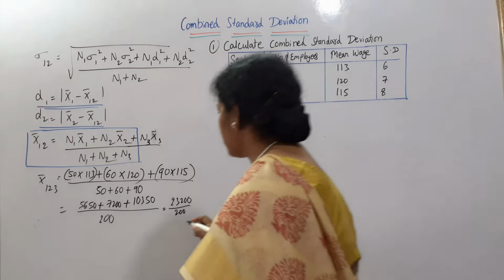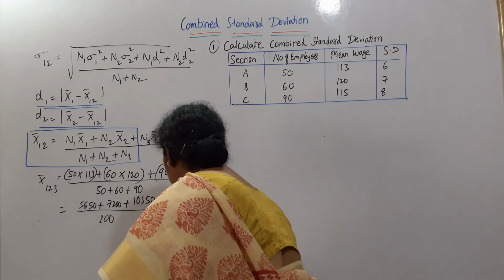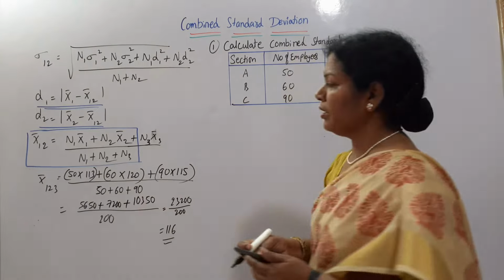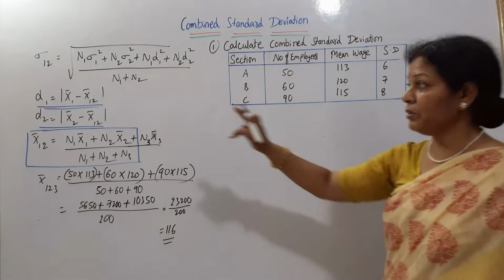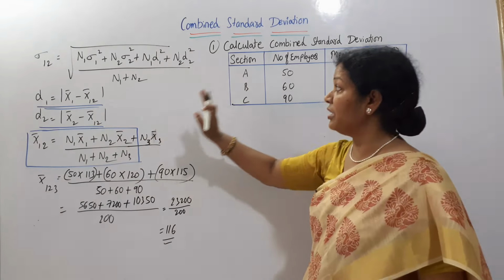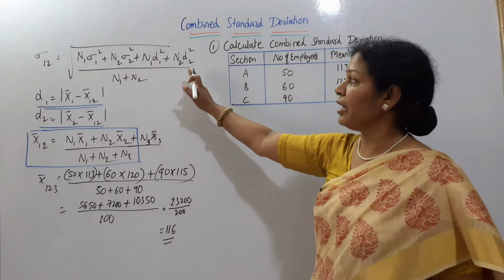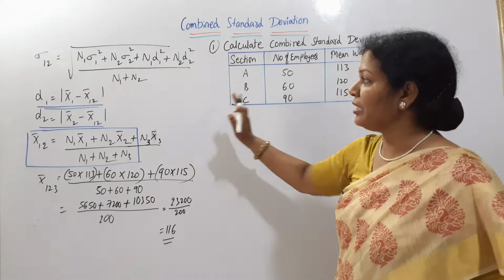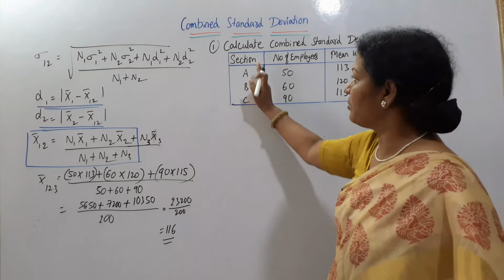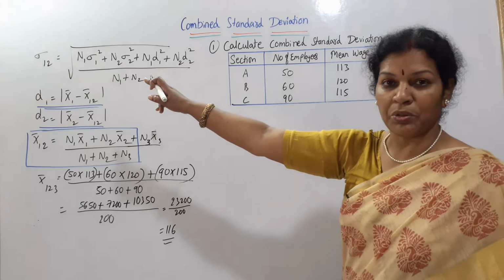It is 116. Combined mean is here 116. Okay. Combined mean we have done. Next, what else we need? D1, D2, D3 also required, because as we are having 3 formulas, three items are there. For 2 I have given you the formula.